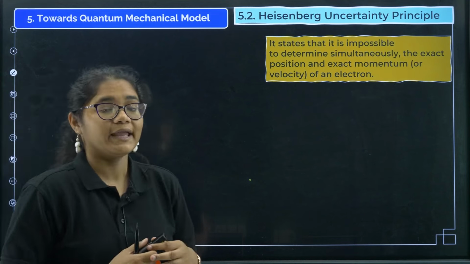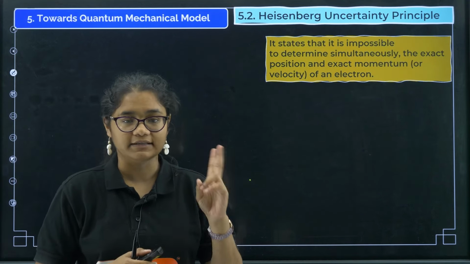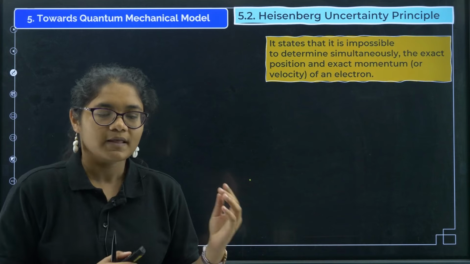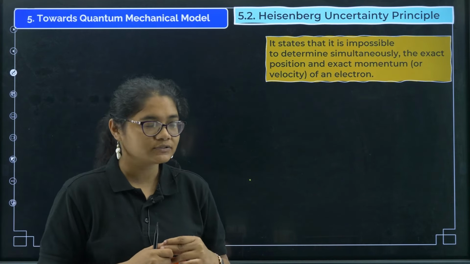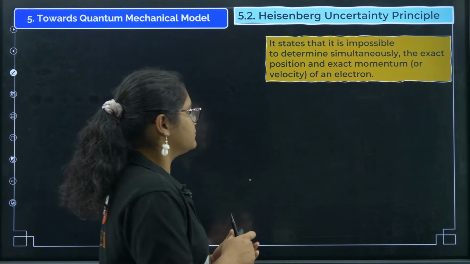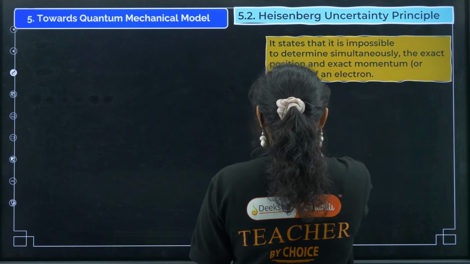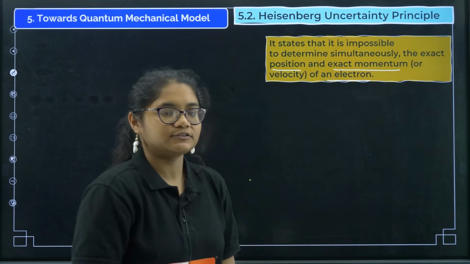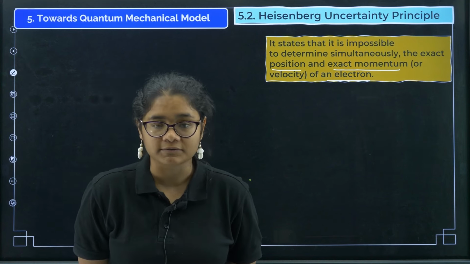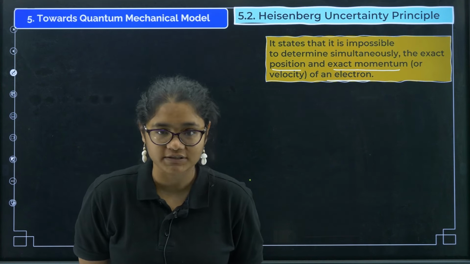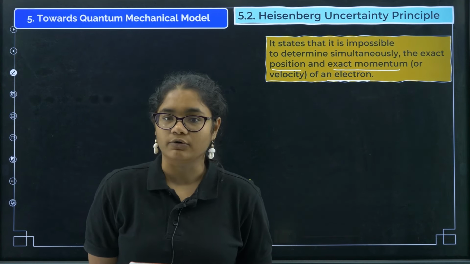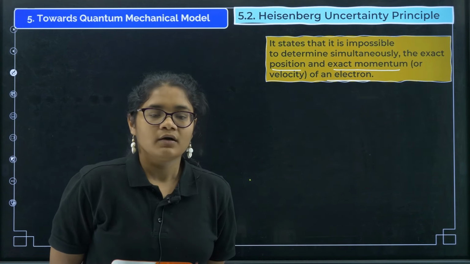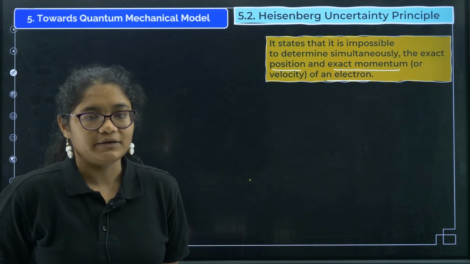Next, coming to the Heisenberg uncertainty principle, the second development towards the quantum mechanical model. Heisenberg was another scientist who said that it is impossible to determine simultaneously the exact position and the exact momentum of an electron. Momentum, when we talk about velocity, of an electron, we cannot find it out simultaneously.